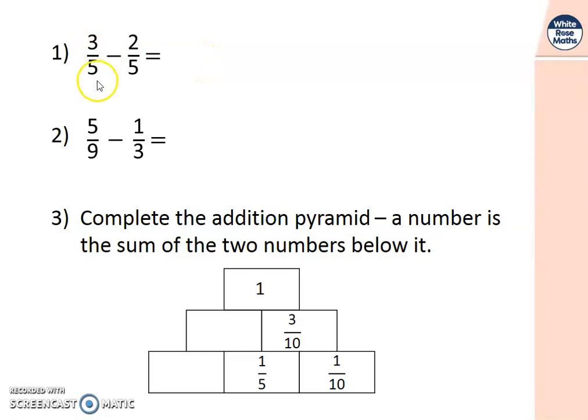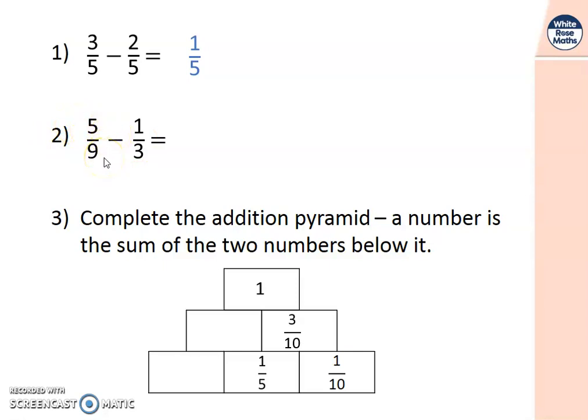Number 1, 3/5 take away 2/5. Well, you can see here, if I was going to add them, I'd just add the numerators because the denominators are the same. So if it was adding, I'd do 3 add 2. For subtraction, we do the same thing, but we're taking away instead of adding. So we do 3 subtract 2, which is 1. So it is 1/5.